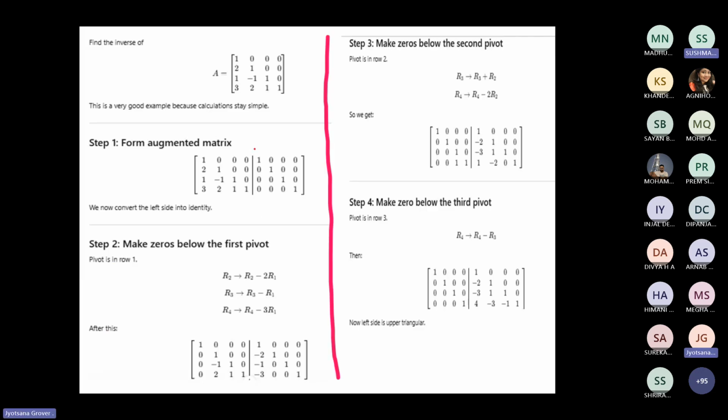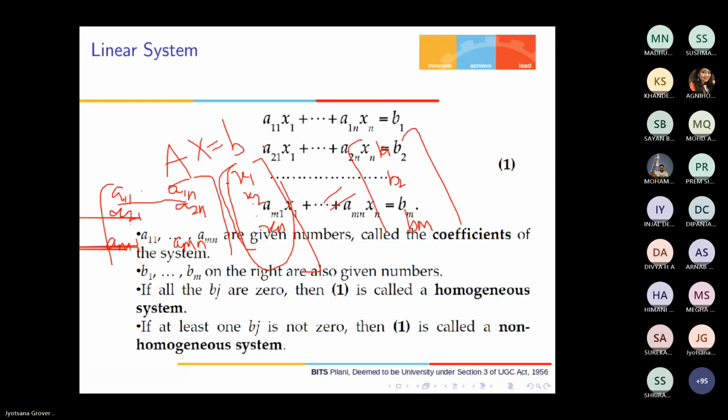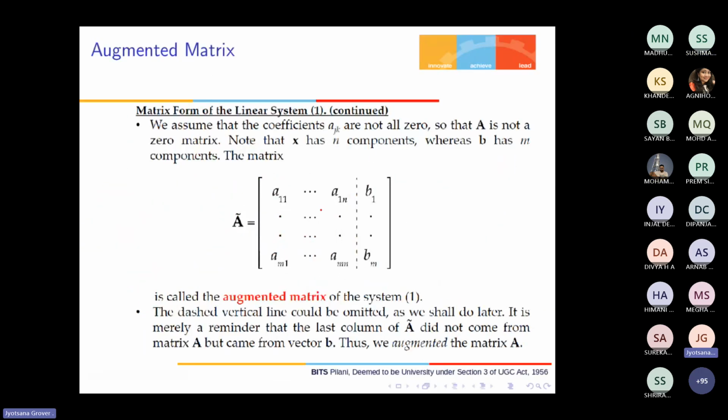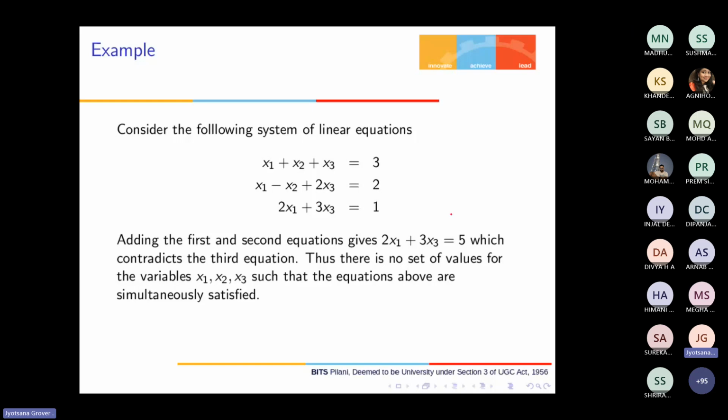Like we added here, now. This is augmenting. Now what I'm trying to say is, you have to find for what values of x1, x2, x3 all these equations are getting satisfied. So what do you do?